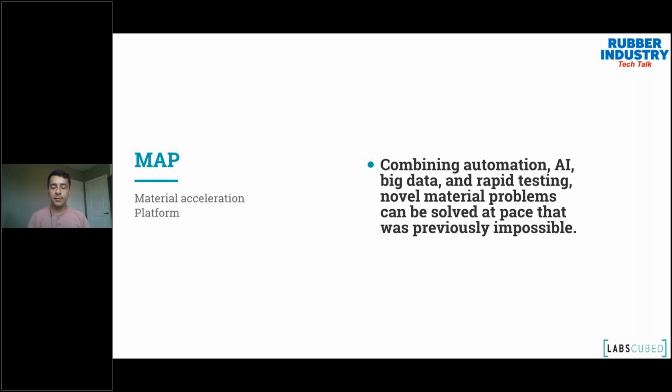And it might seem like it's very academic, but it really isn't. It has been done out in industry in different places, not as much in rubber, but in other industries. And the results are absolutely amazing.